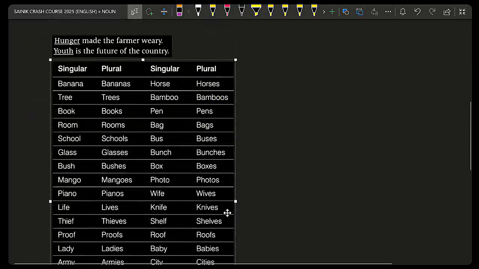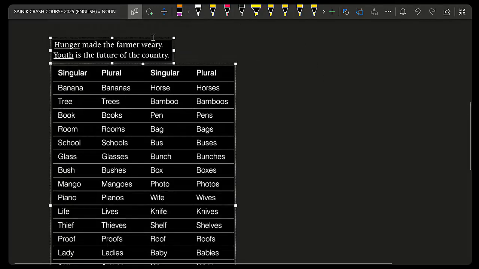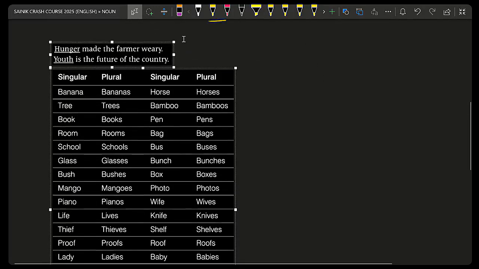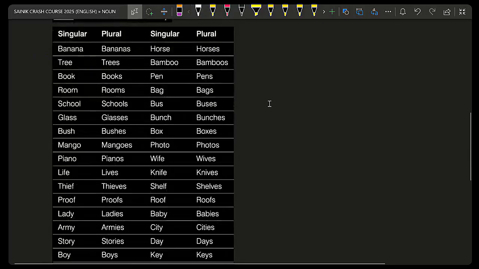So all of you can see this. Banana, bananas. Tree, trees. Book, books. Room, rooms. School, schools. Glass, glasses. Sometimes you get es at the end. Bush, bushes. Mango, mangoes. Here you can see es added.